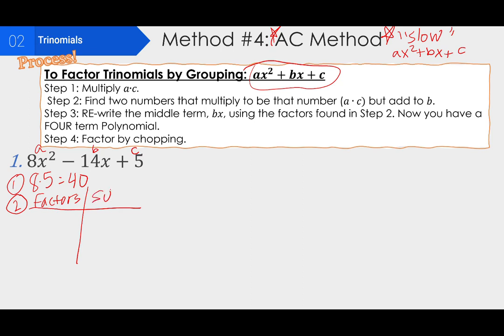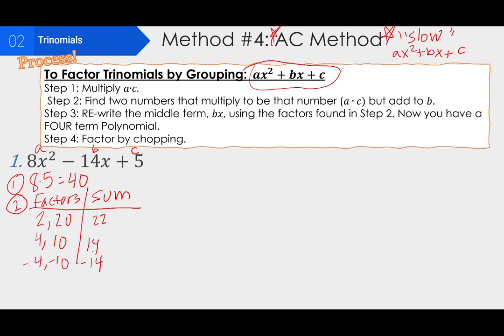And we want to see what they add up to be. We need them to add up to be negative 14. Don't lose the negative. Alright, so 2 and 20. Nope. 4 and 10. Oh, that's positive 14. But we need, again, two negatives.